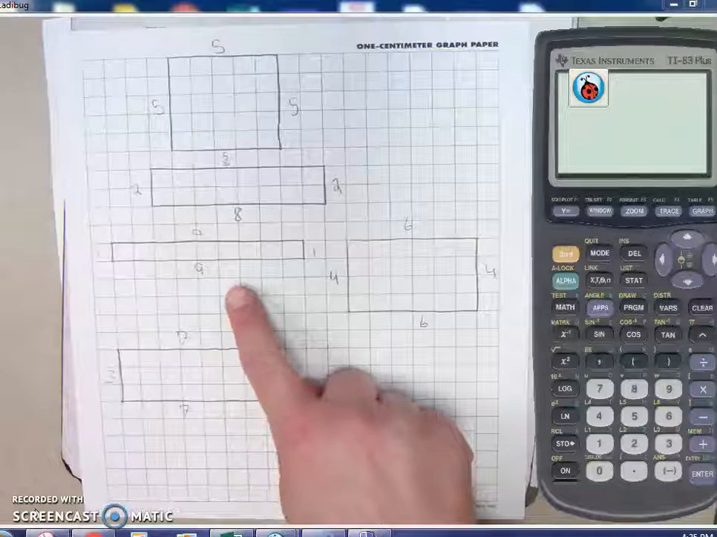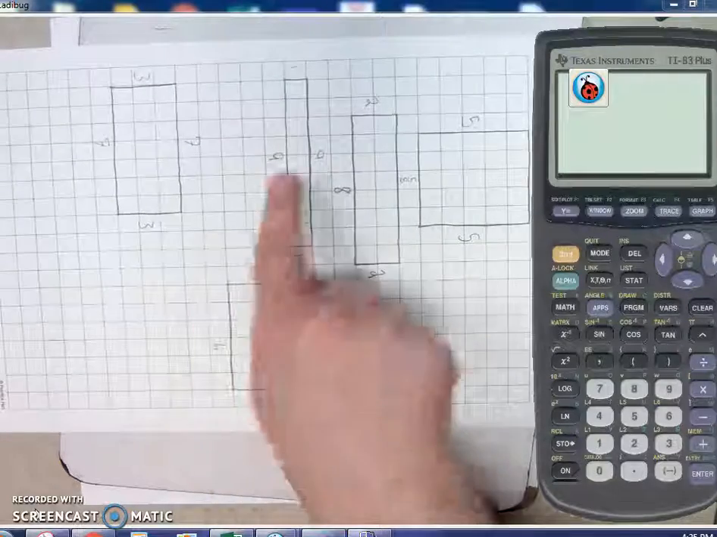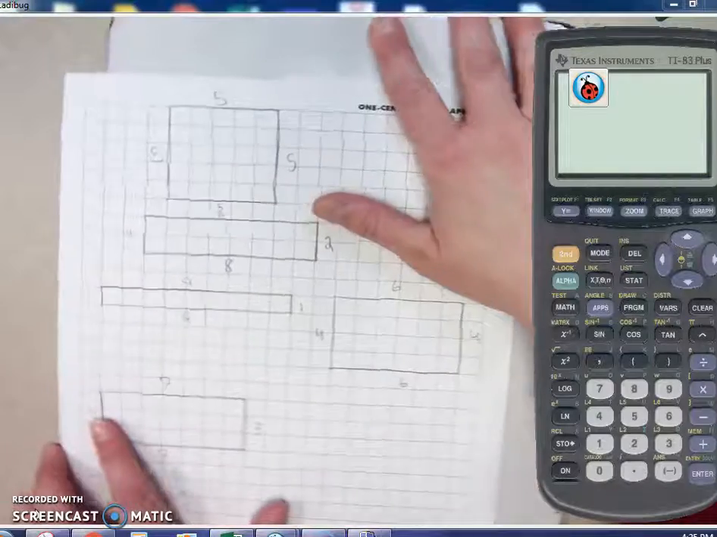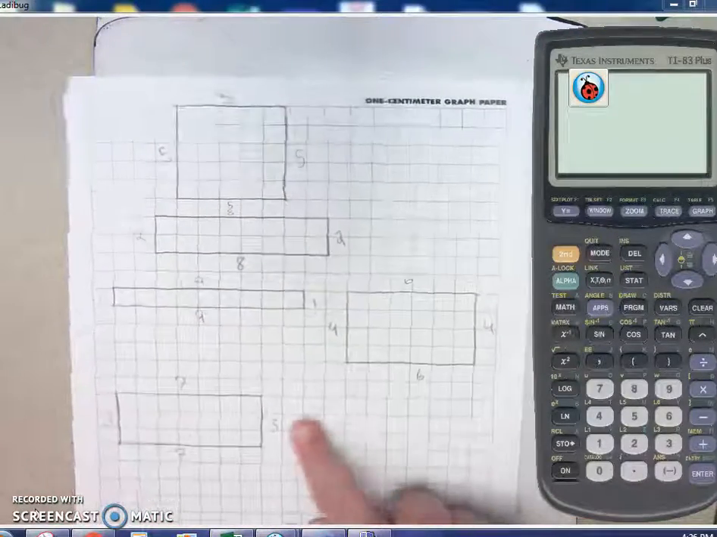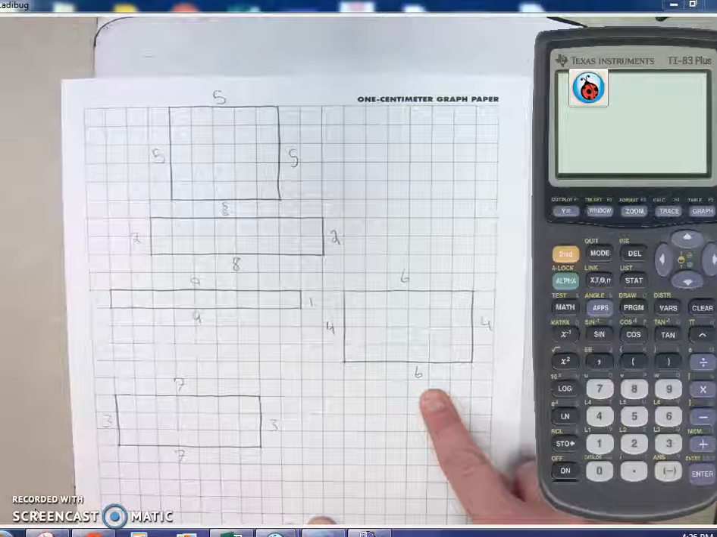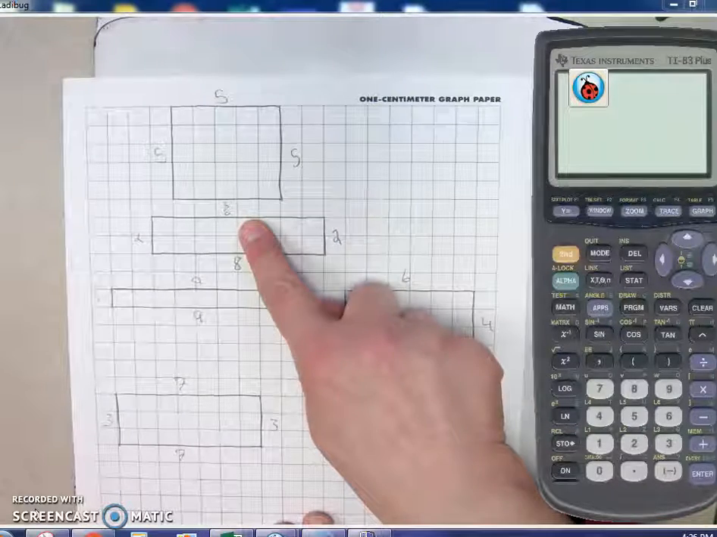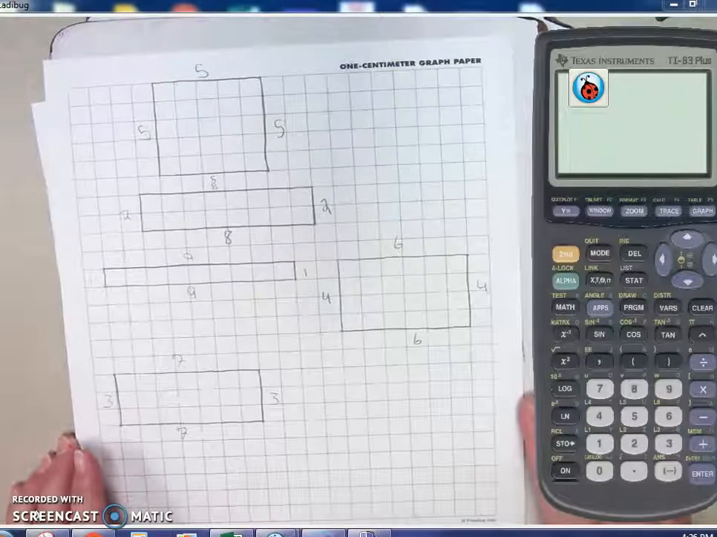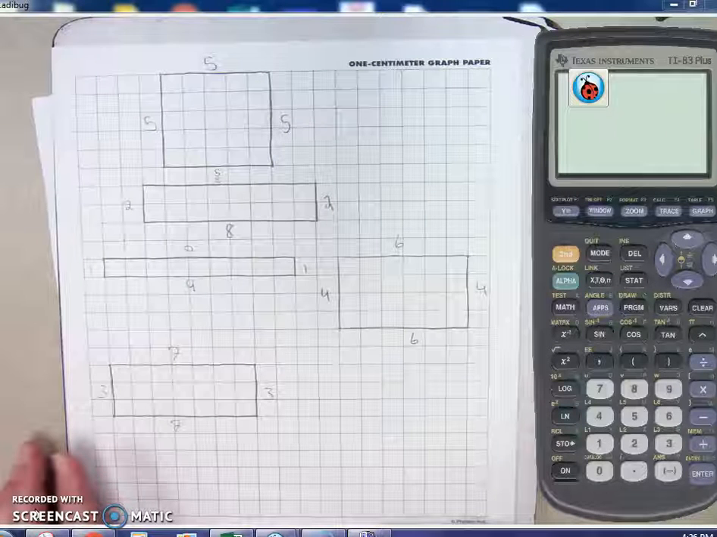So I have here a 1 by 9, or a 9 by 1. And I have 2 by 8, or 8 by 2, 3 by 7, 7 by 3, 4 by 6, or 6 by 4, depending on the way I look at it, and 5 by 5. So if I'm using whole number length sides, I've now found all the different possibilities. Now we're going to look at the different areas.